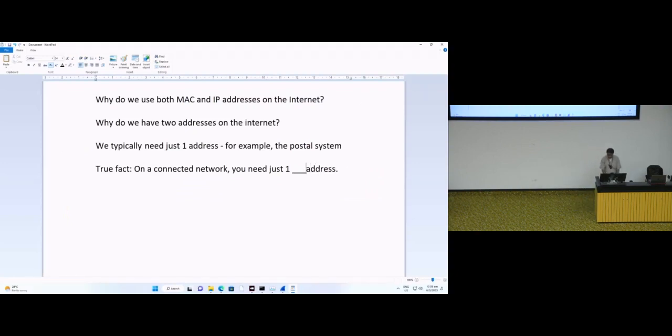Because if you and I have the same address, can the postman know where to send the packet, to you or to me? If you live in Sentosa Cove and I'm living in Clementi, but we have the same exact address, would the postman know? No. So a true fact: on a connected network, you just need one unique address. And the internet is a connected network.